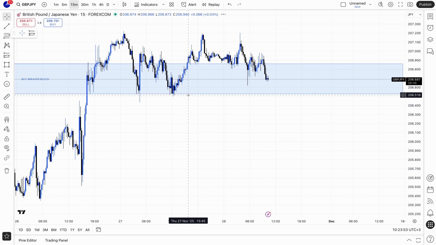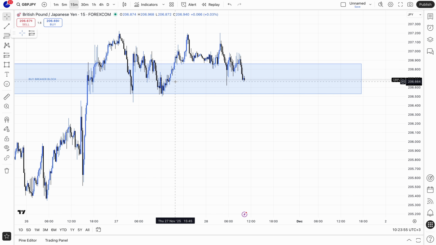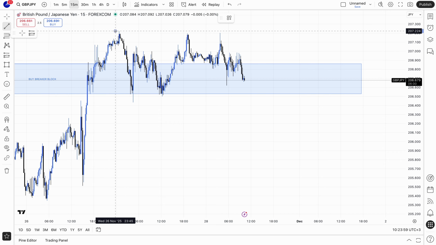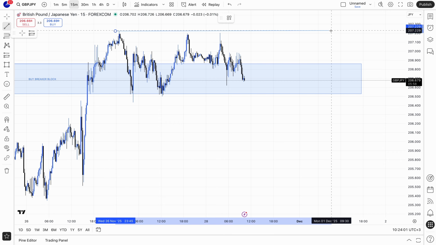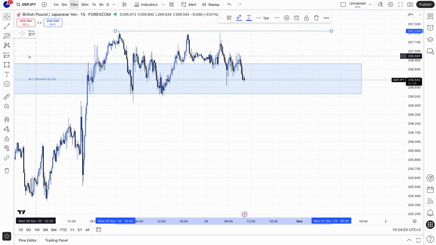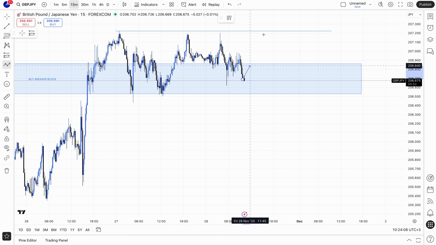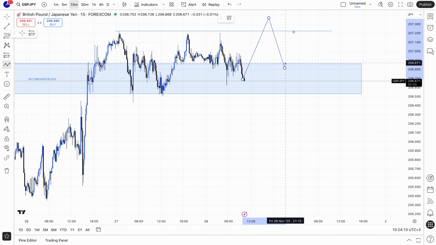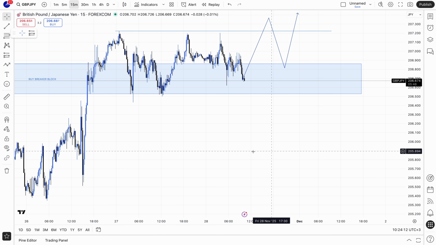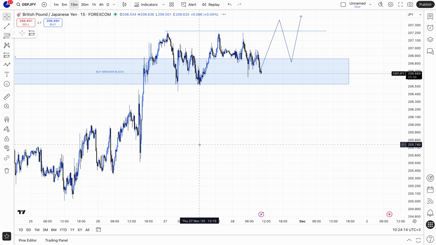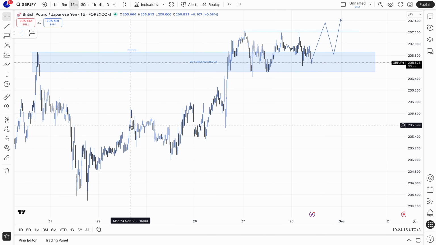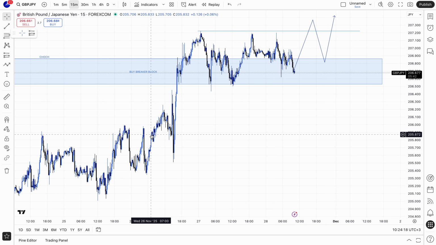Then you can go to 15 minutes. We need to get this break from here before we get that pull and retest. Pull, then retest, then we continue buying. Super simple, don't overcomplicate trading.